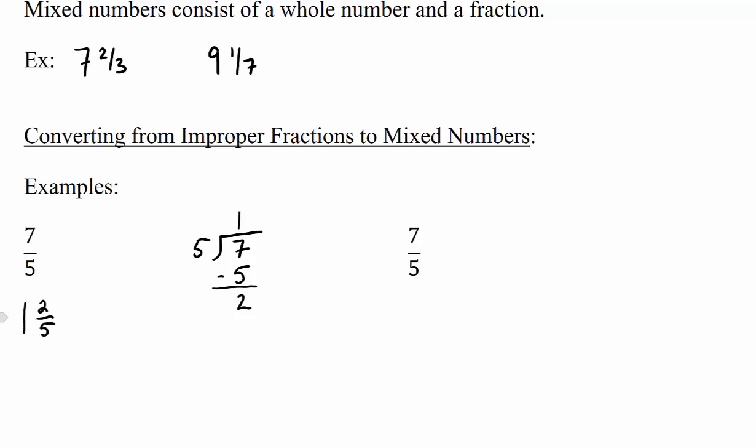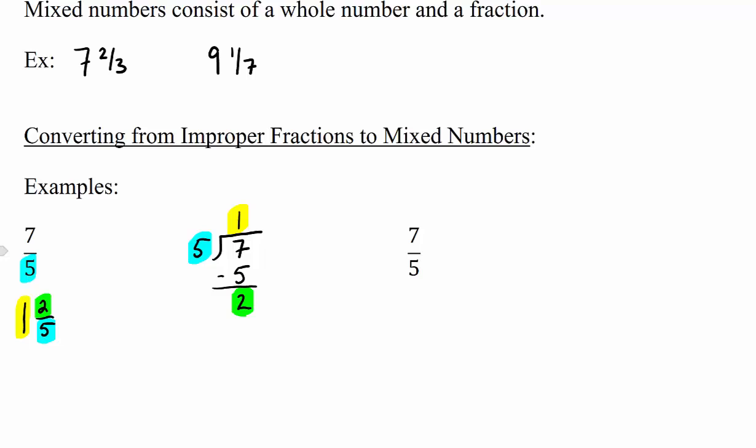Just to highlight where each number is coming from, the quotient, or the answer of the division, is going to be the big number in the mixed fraction. The remainder is going to be the numerator. And finally, whatever you were doing the division by, the divisor, is going to be the same denominator that started in the original.